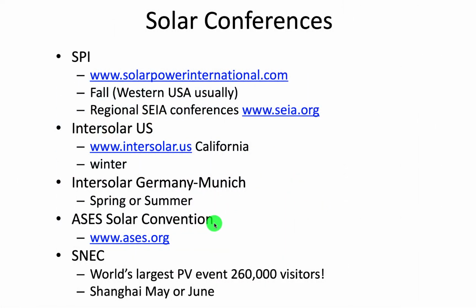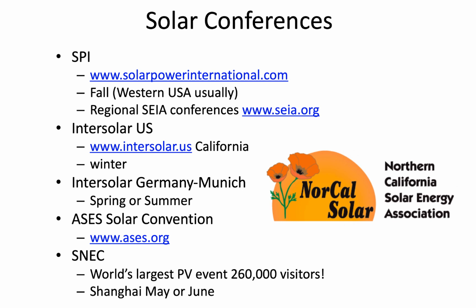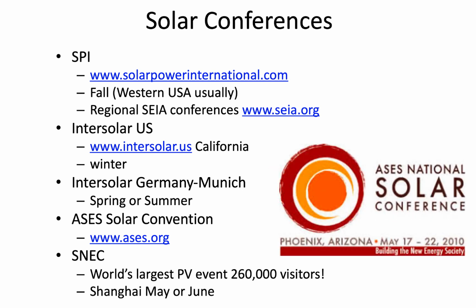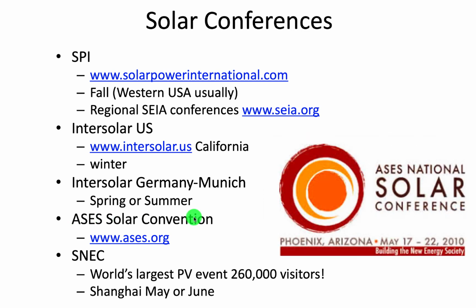Then there's the American Solar Energy Society. I'm on the board of directors of a division of ASES called NorCal Solar. ASES is really the oldest solar organization in the world. ASES is also closely related to ISIS. That's the International Solar Energy Society. And yes, they didn't want to change their name because of those bad guys. So they're still called ISIS, but it's ISES. So I'm closely connected to ASES.